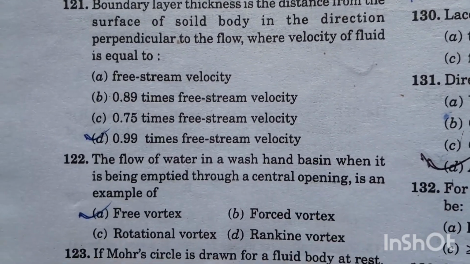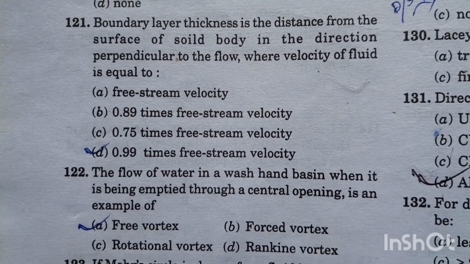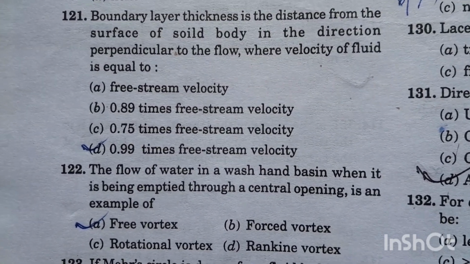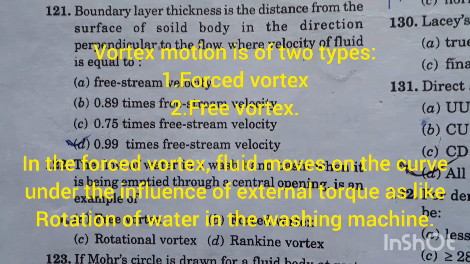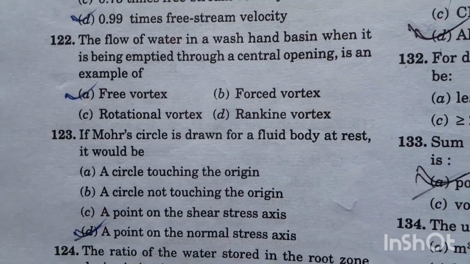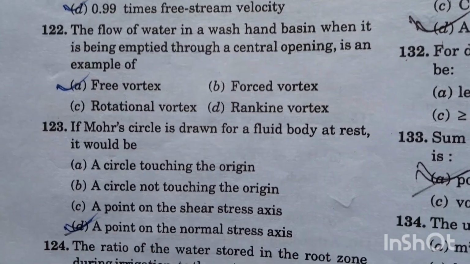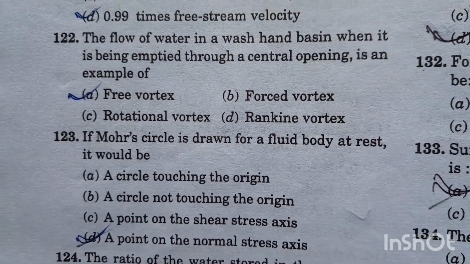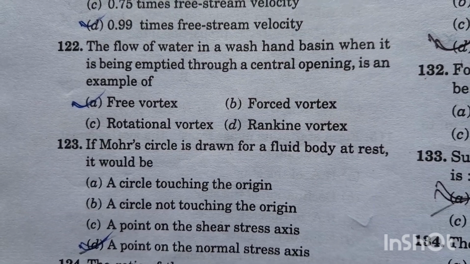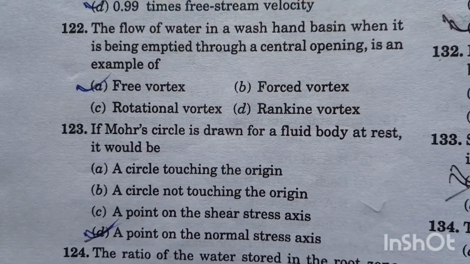Question number 122. The flow of water in a wash hand basin when it is being emptied through a central opening is an example of free vortex. Option A is the right answer. Question number 123. If Mohr circle is drawn for a fluid body at rest, it would be a point on the normal stress axis. Option D is the right answer, because there is no shear stress for the fluid, so only normal stress will exist.